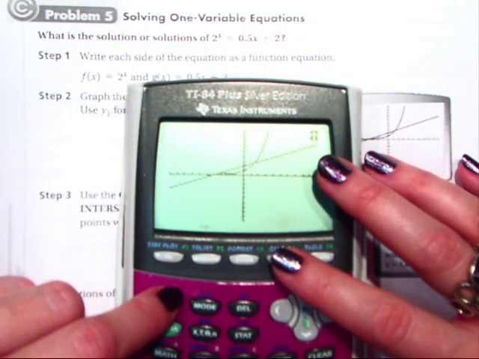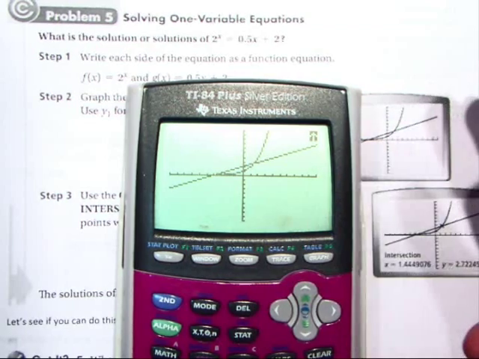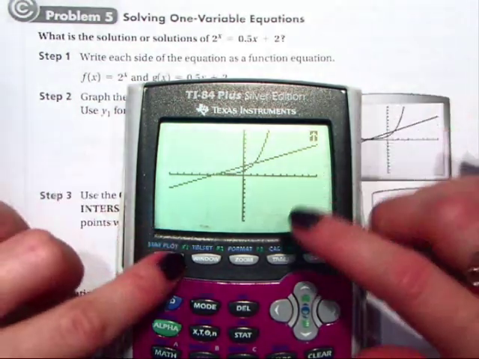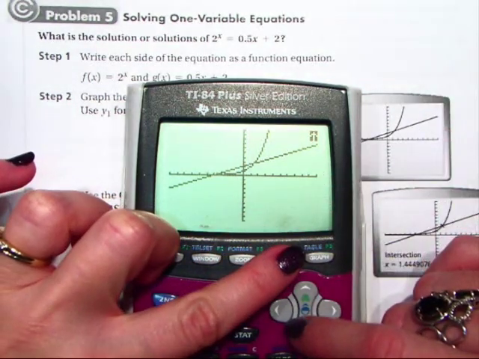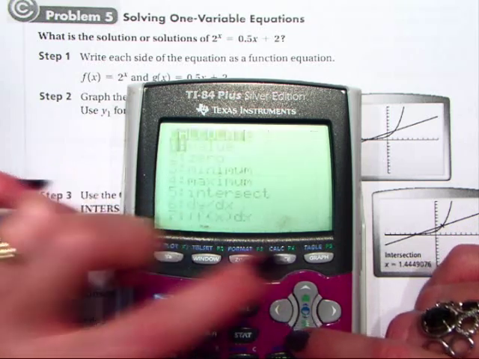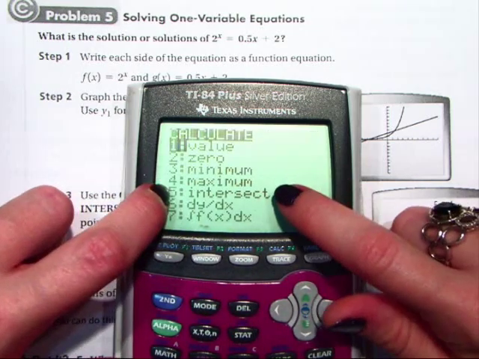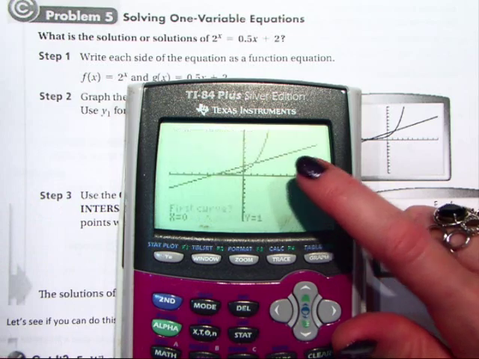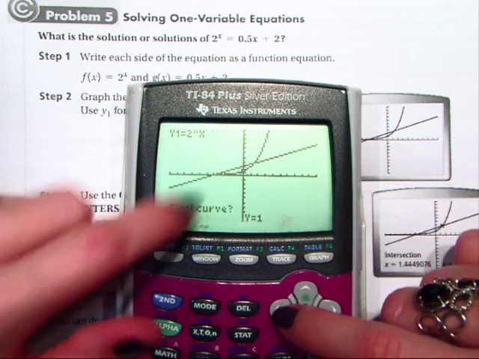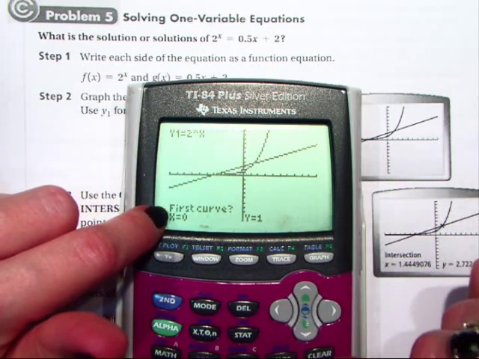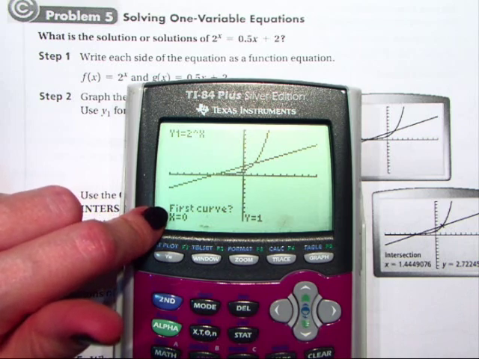You hit second. See if I can clear that up. That looks a little better. You hit second, trace, and above the word trace is the word calc. You want to go down to number 5. You want to see where they intersect. Do you see how it says first curve? That just wants to make sure it's blinking on the exponential graph.